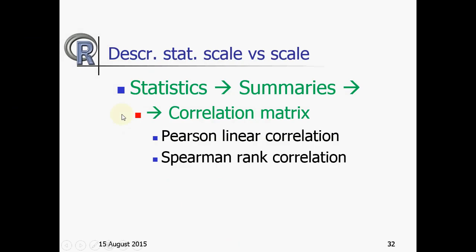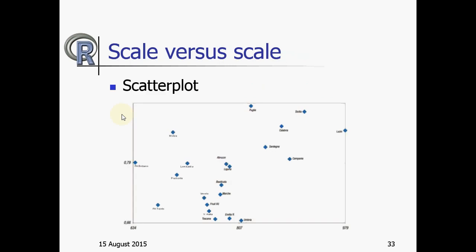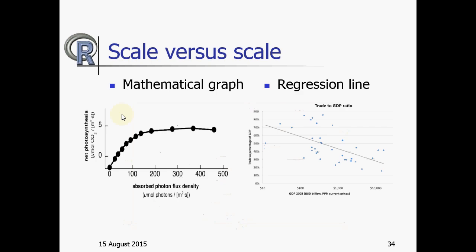I don't go deeply into the details of the difference between a Pearson and a Spearman correlation. If you really want to know them, take a course in statistics, or Wikipedia is usually your best friend. The statistical part of Wikipedia, in my opinion, is done perfectly. Okay, which graphs do we have? The traditional graph, the scatterplot.